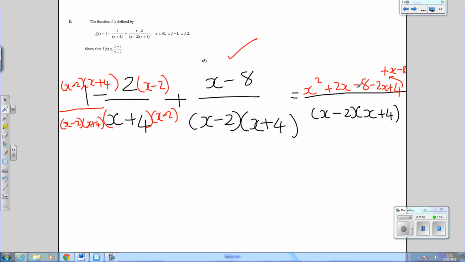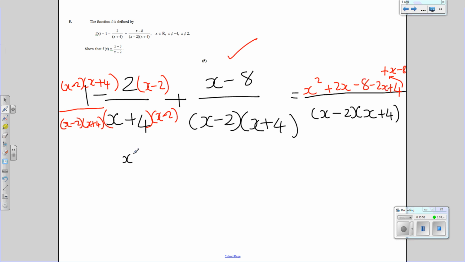Right, so we've got an x squared. We've got a plus 2x but a minus 2x. We've got add x. We've got minus 8 plus a 4 minus another 8. So I think that is minus 12. And it's all over this x minus 2, x plus 4.